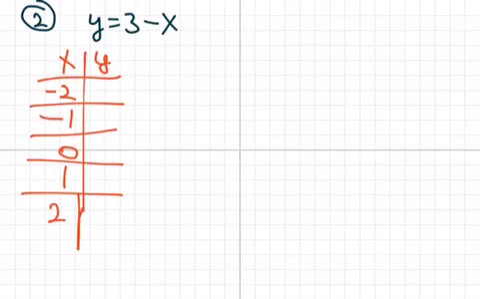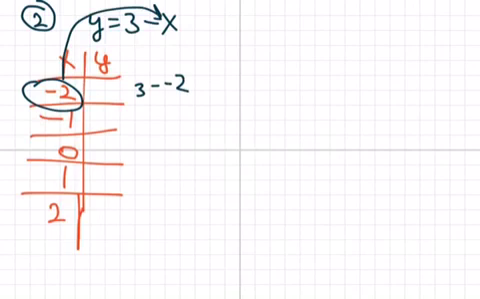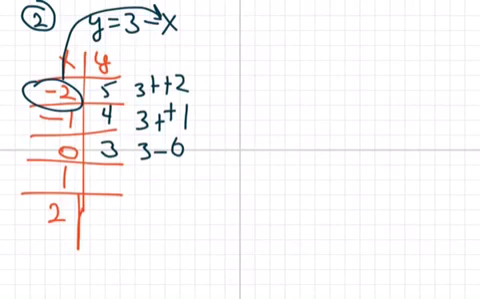Plugging in values, so if we plug -2 in for x, then it's 3 minus -2, so minus negative. 3 minus -2 is actually positive, so that's 5. If you plug -1 in, it's 3 minus -1, so that's 4. Plug 0 in, and it'll be 3 minus 0 is 3. We see the pattern 5, 4, 3, 2, 1.